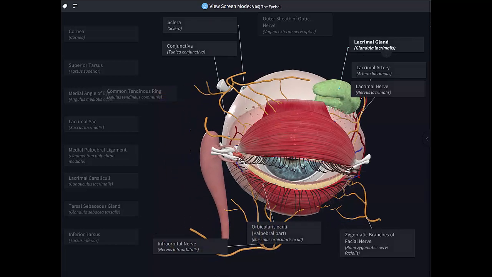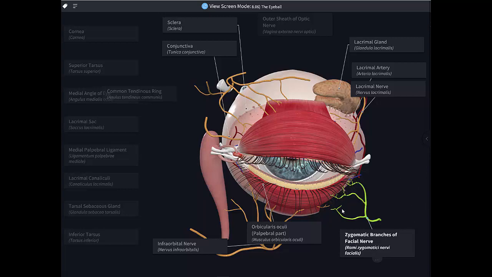So here's the lacrimal gland. Then we have an artery that is named appropriately the lacrimal artery, and here is the lacrimal nerve. Technically speaking, the lacrimal nerve is actually a branch of the trigeminal nerve, of the ophthalmic division. However, it also carries parasympathetic fibers that go and innervate the lacrimal gland. Down here we have some other branches. These are zygomatic branches of the facial nerve.